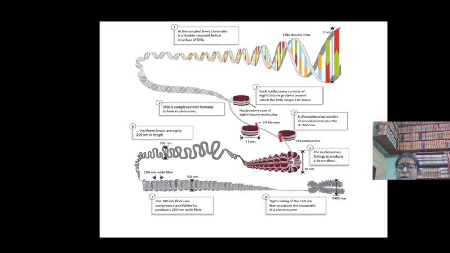Each nucleosome consists of 8 histone proteins around which the DNA wraps 1.65 times. Fourth, a chromatosome consists of a nucleosome with the H1 histone protein. So this much we have studied, and this much should be clear to you. Just let me know in the chat box that up to this much it is clear.